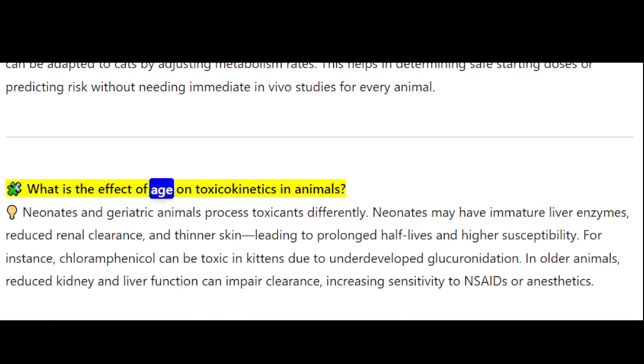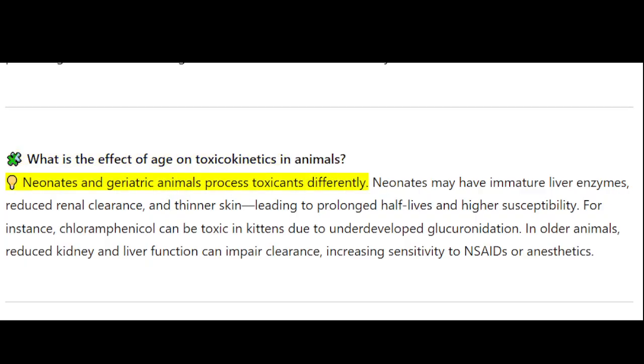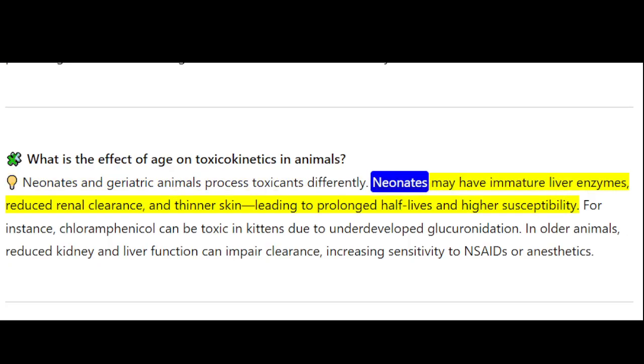What is the effect of age on toxicokinetics in animals? Neonates and geriatric animals process toxicants differently. Neonates may have immature liver enzymes, reduced renal clearance, and thinner skin, leading to prolonged half-lives and higher susceptibility.